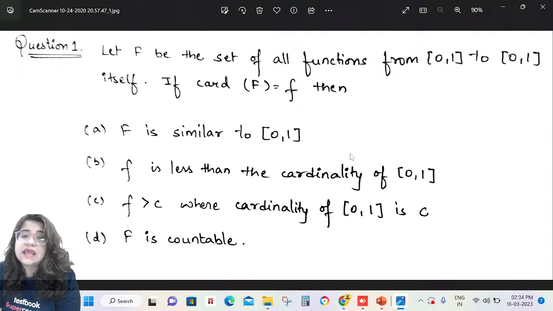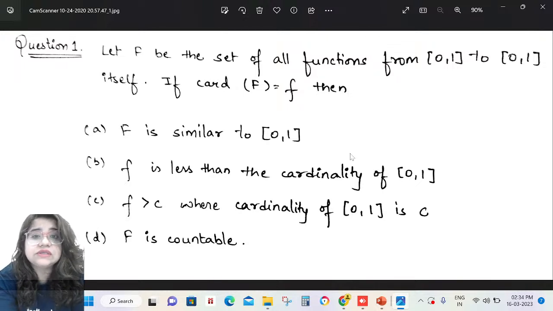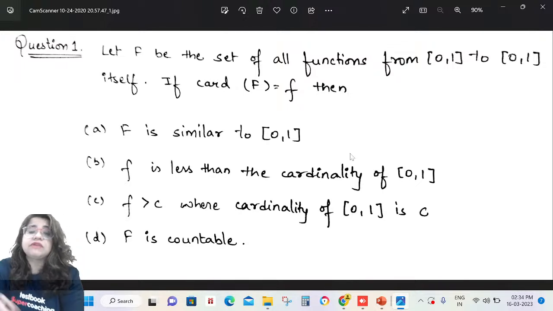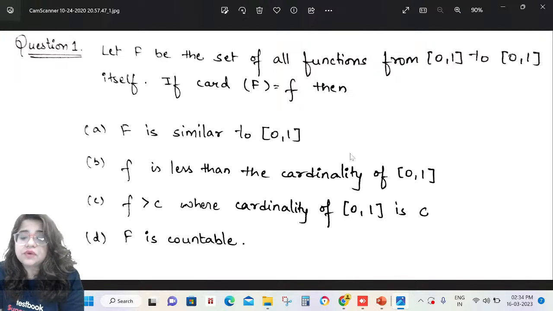So this is saying that F is similar to [0,1]; F is less than the cardinality of [0,1]; F is greater than C, where the cardinality of [0,1] is C; F is countable. So these are the four options given to us. Try and work out this question. I'm giving you 2 to 5 minutes to work on this, and if you have any doubts related to the question, please ask in the chat section. Otherwise, I'll explain how to do the question.